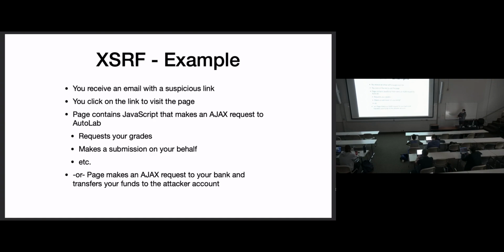So make a request to Autolab and either gets your grades, makes submissions on your behalf. Maybe it makes a forged submission, something that somebody else submitted, so you get caught for AI. Silly things like that somebody could attack you with. So this malicious site has JavaScript that sends AJAX requests to Autolab, or worst case, you fail a class and you retake it next semester, or it goes to your bank account and starts moving money.